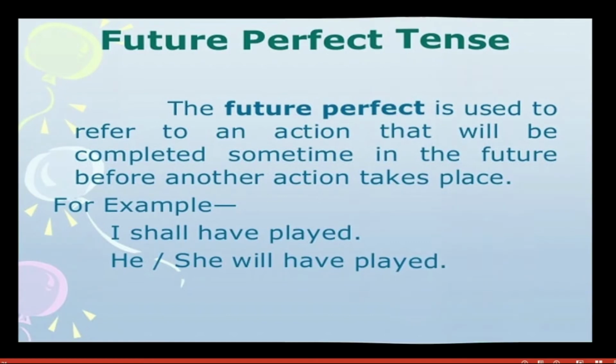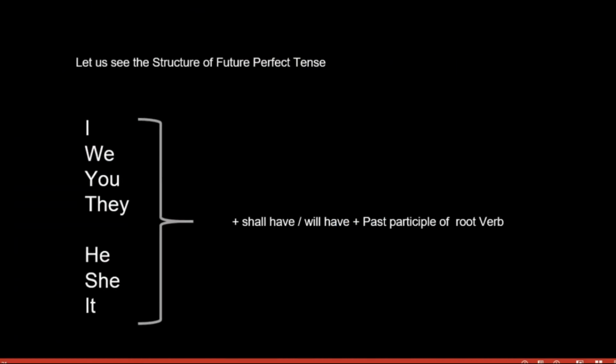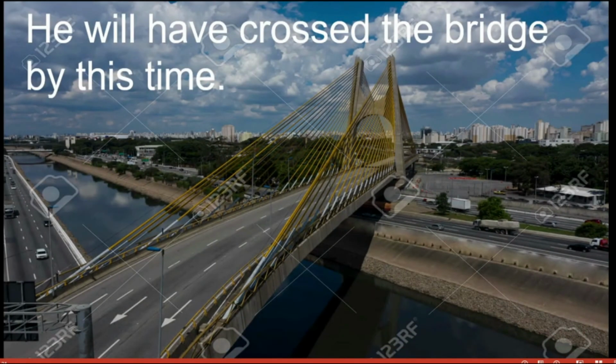Let's see the structure. For all these subjects, I, we, you, they, he, she, it, we have to add shall have or will have plus past participle form of the root verb. Let us see an example. He will have crossed the bridge by this time.